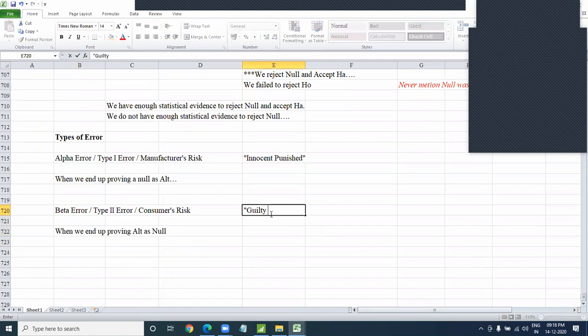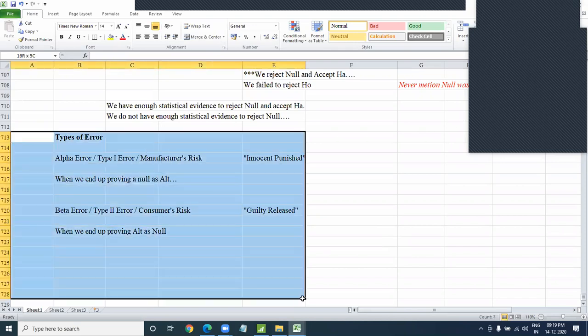A lot of recruiters do ask this question: what kind of error have we committed if we end up punishing an innocent? So yes, you should know the synonyms. Accepting a false null, that's what it is. Bottom line, we try to ensure that we should not get into these kinds of situations.